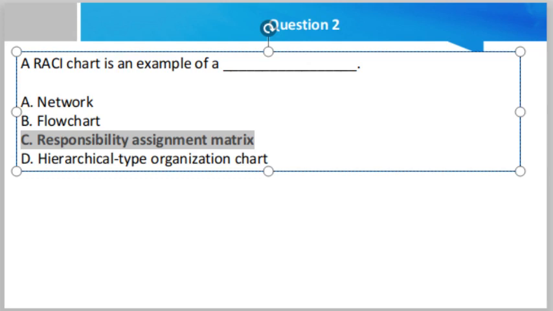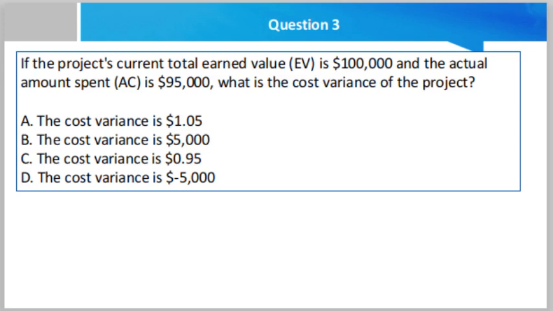Okay. Now next question. If the project's current total earned value, EV, is $100K and the actual amount spent, AC, is $95K, what is the variance of the project? The cost variance is 1.05, the cost variance is $5,000, the cost variance is 0.95, and the cost variance is minus $5,000.